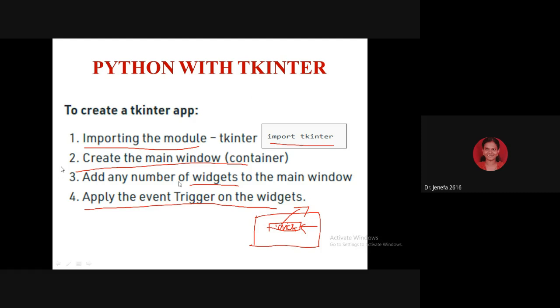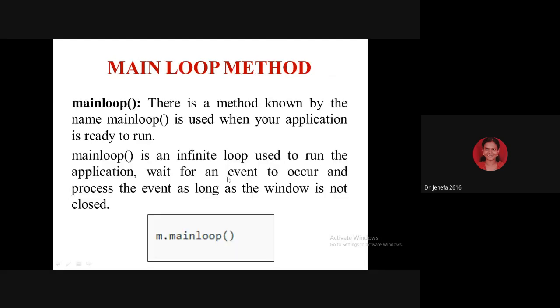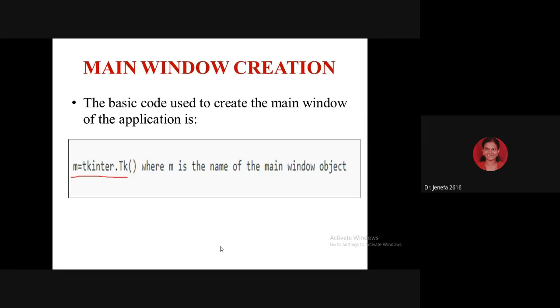And what is the next step? Creating the main window. For creating the main window, there are two main steps to follow. One is that we need to create an object for the main window, and another is that we need to create a loop in order to run the application.